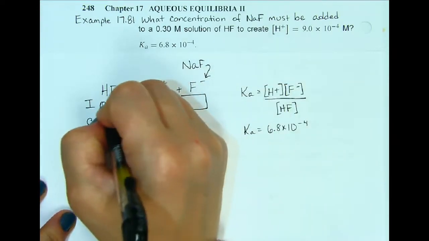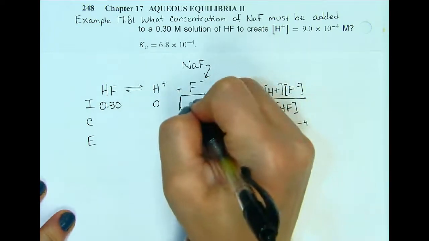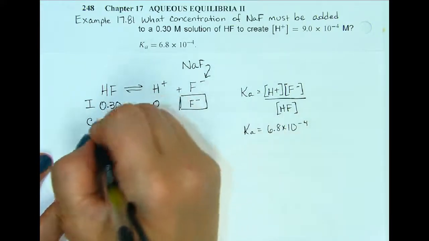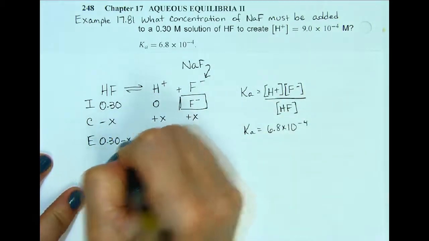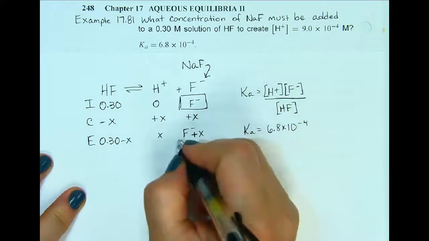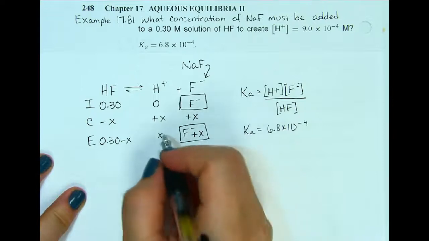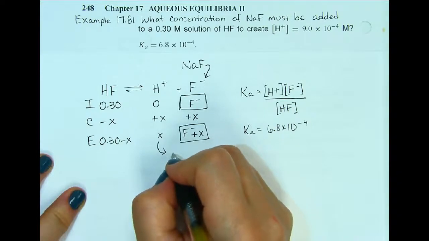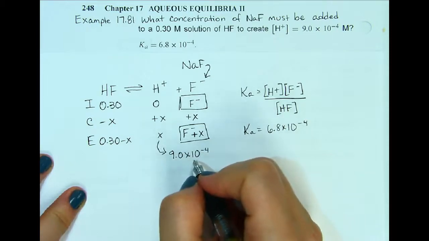We start with 0.30 molar hydrofluoric acid and 0 molar H+, and I'm just going to put an F- there because we don't know how much of that we started with. We have minus x, plus x, plus x: 0.3 minus x, x, and then the amount of fluoride plus x here. So again, working towards this information. Now, we've been told that at equilibrium, this concentration of hydrogen is 9.0 times 10 to the negative 4. So we actually know now the value of x.